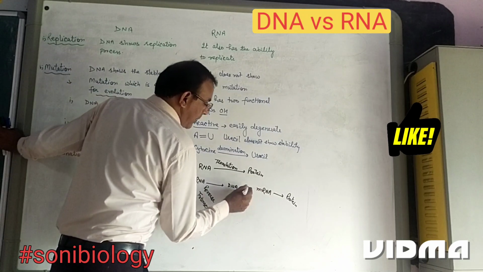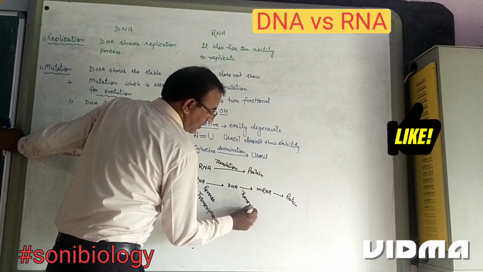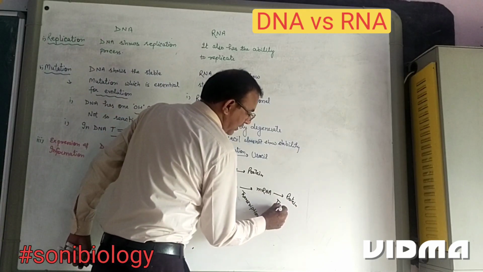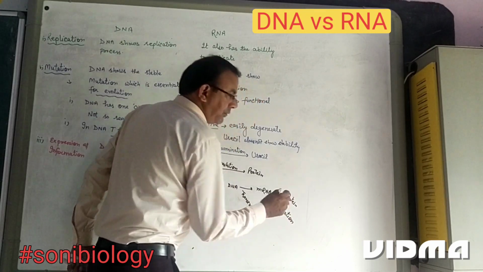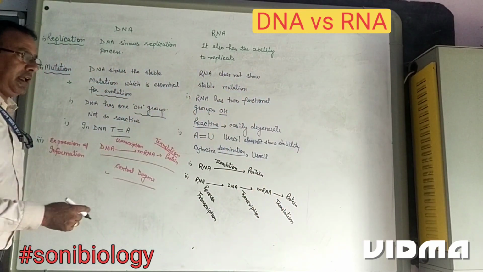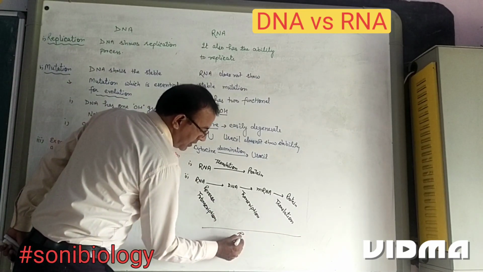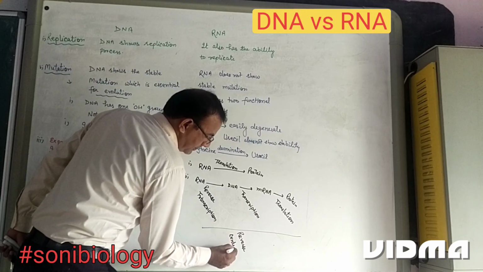And this DNA to mRNA is transcription, and mRNA to protein is translation. So the expression of information in RNA may be reversed in this process. It is called reverse central dogma.